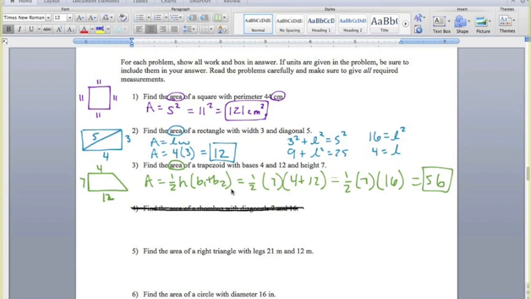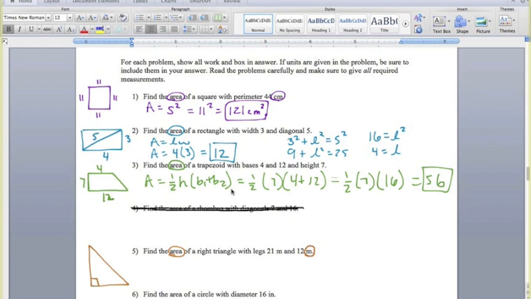What's the next one? Number 5, find the area of a right triangle with legs of 21 meters and 12 meters. So I have a unit here, and I make sure I take note of that so I put that unit into my answer. What are the legs of a right triangle? The base and the height. They're not the hypotenuse, okay?